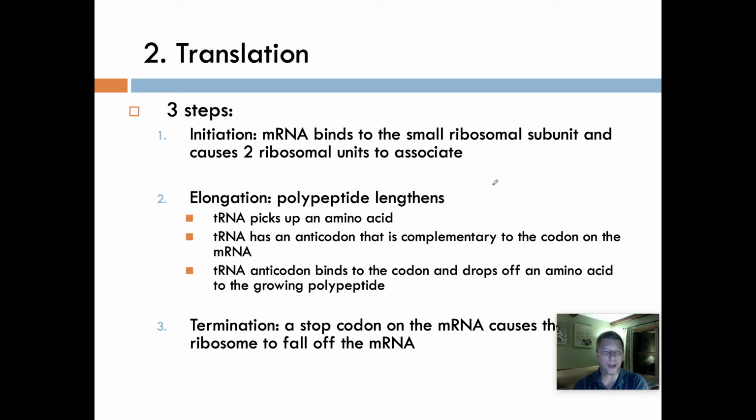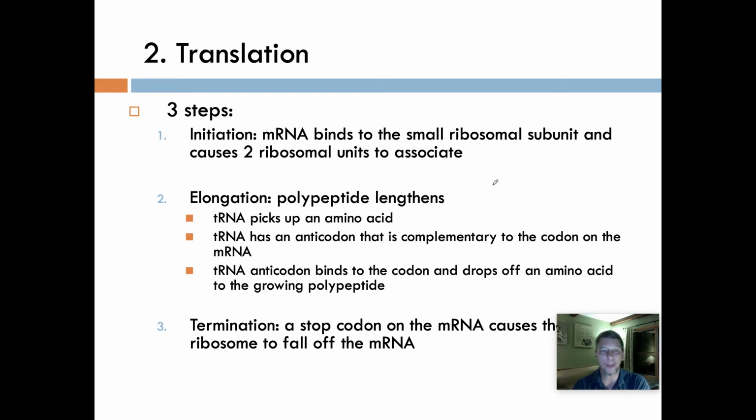The second step is what we call elongation. In this case, what's going on here is we're simply adding amino acids to make a longer and longer polypeptide. The way that this happens is that somewhere out in the cytoplasm, the transfer RNA molecule picks up an amino acid. And remember that the transfer RNA has an anticodon that is complementary to the codon on the messenger RNA.